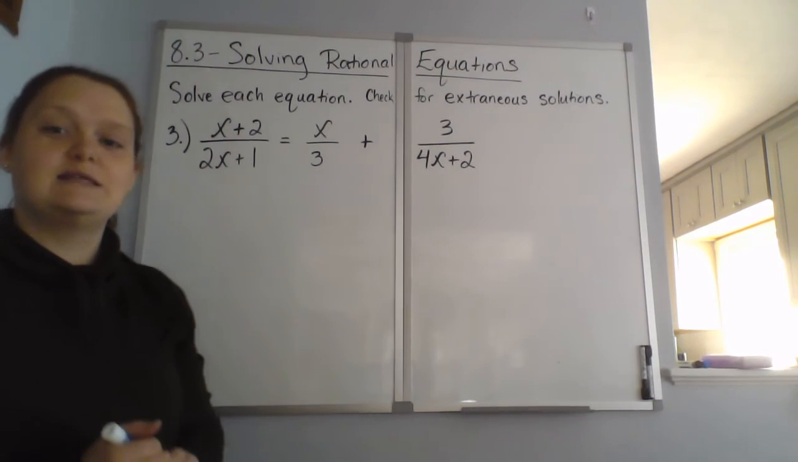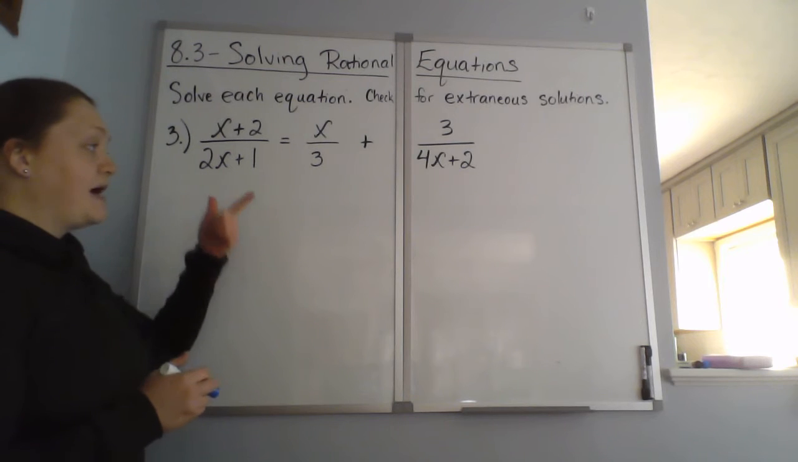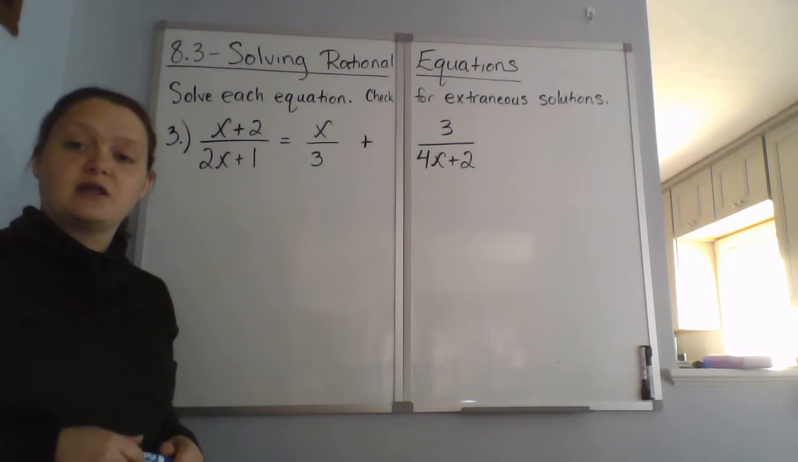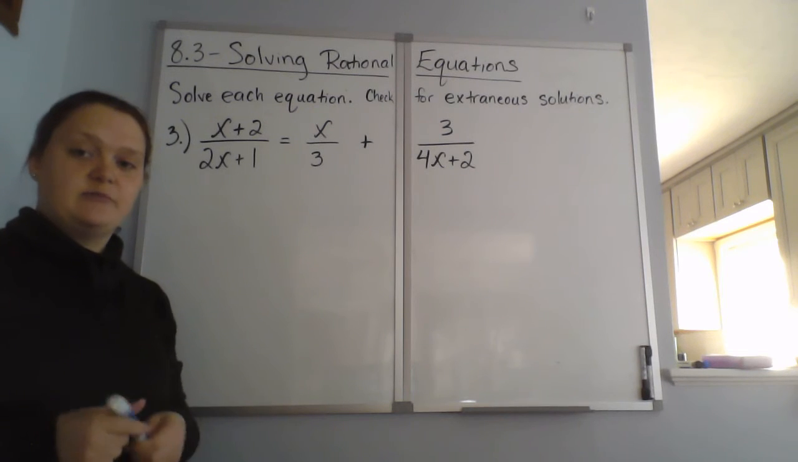Alrighty, here we go with example number 3. As you can see, we're back to either monomial or binomial denominators. There's nothing quadratic here, but we still have a little bit of factoring involved, so we can try to figure out the least common denominator.